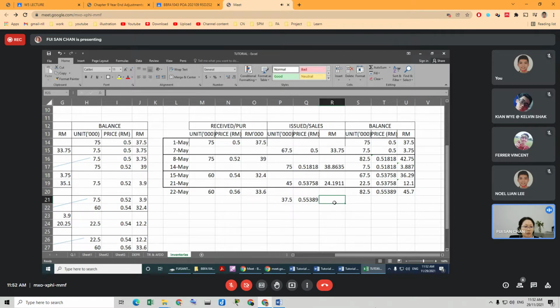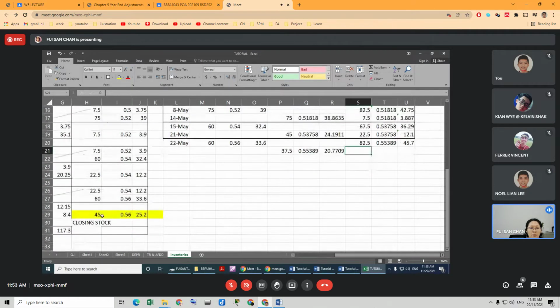Here, you can take this one and this one. Now we want to calculate our balance. How much is left at the end? 45. Actually, your number should be the same as this one, 45. How do you get 45? After the new purchase we have 82.5, then we sold 37.5, so 45 is left. And the price is still the same, 0.55389.